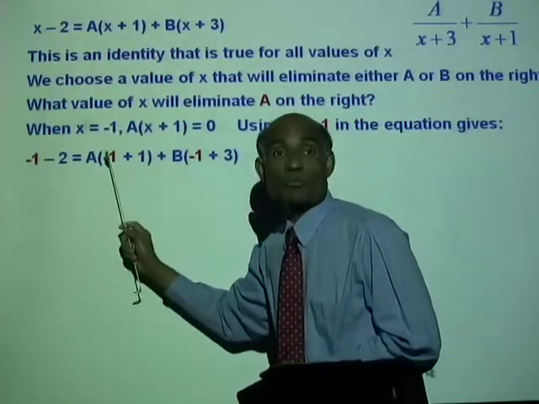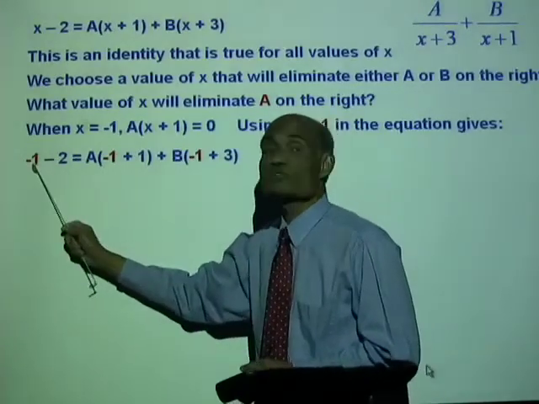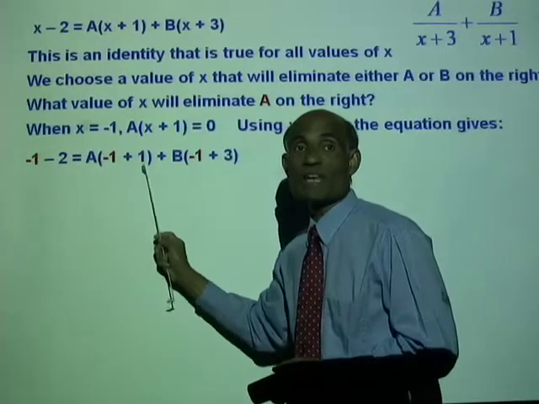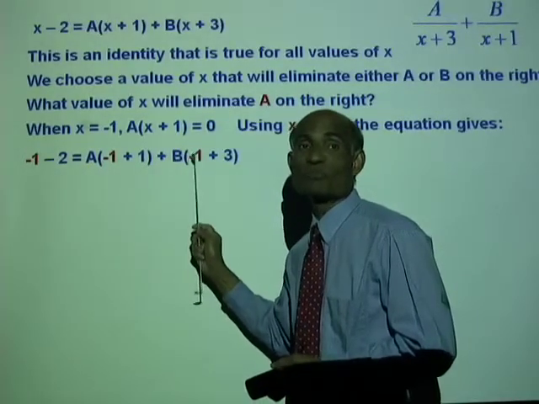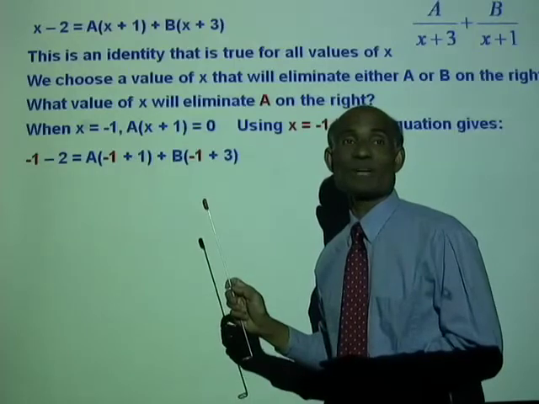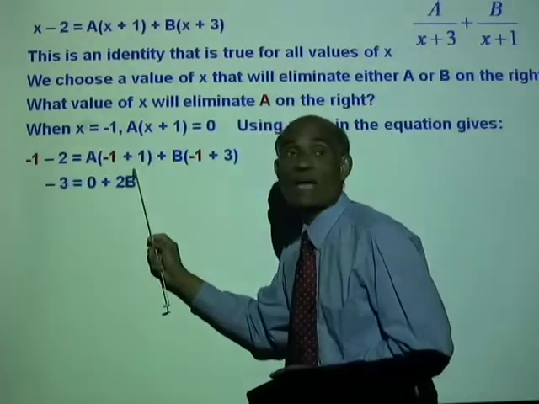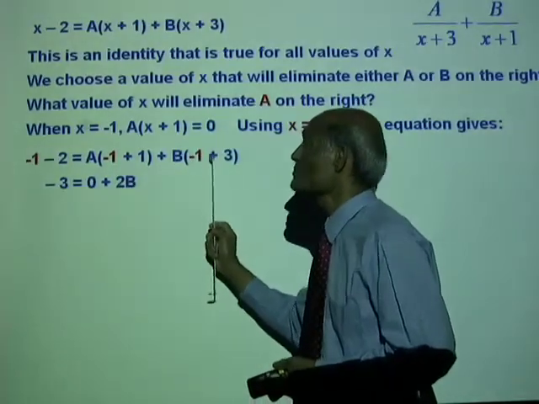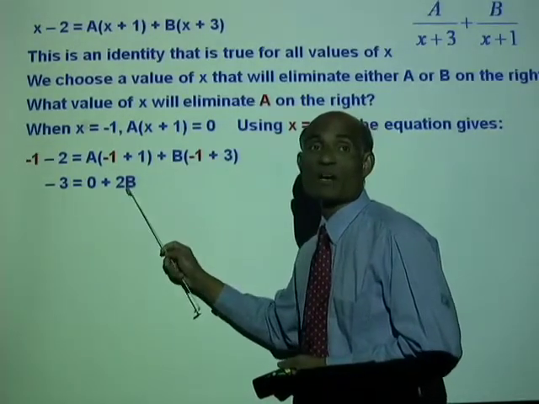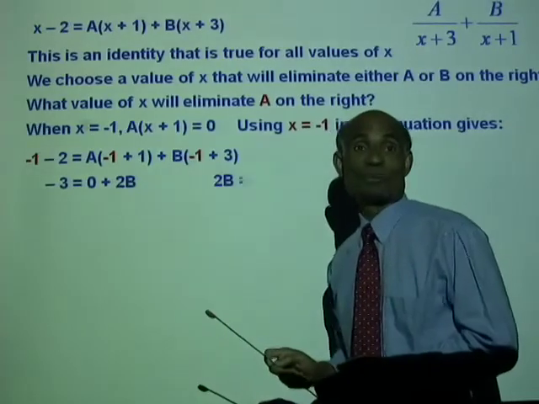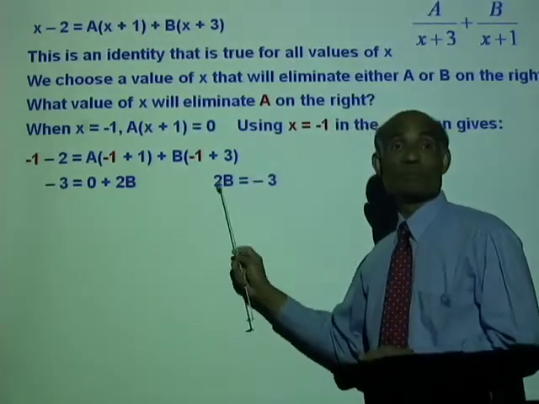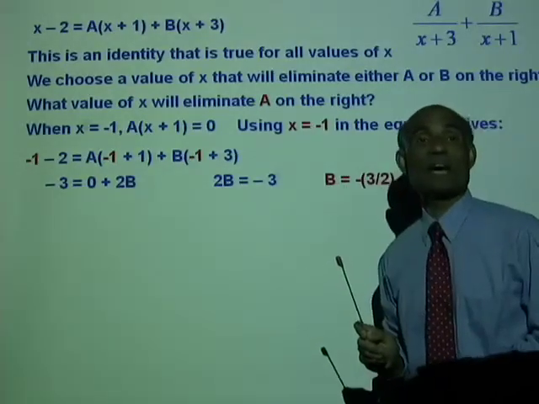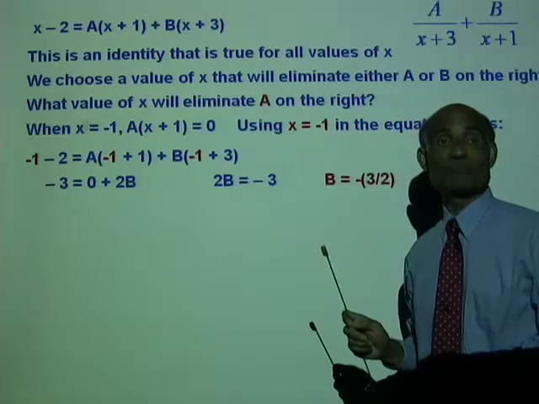Everywhere you find x, replace it by -1. That gives you -1 minus 2 equal to a times -1 plus 1 plus b times -1 plus 3. Now that will eliminate a. It will give you -3 equal to 0 plus 2b, since -1 plus 3 is 2, times b. And therefore we have the value of b. 2b equal to -3, or b equal to -3 halves is the value of b.